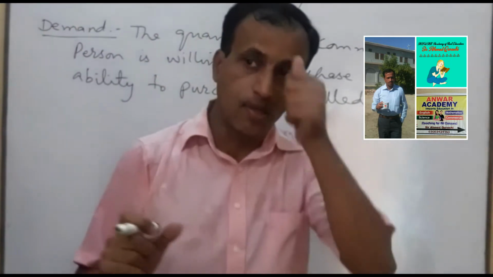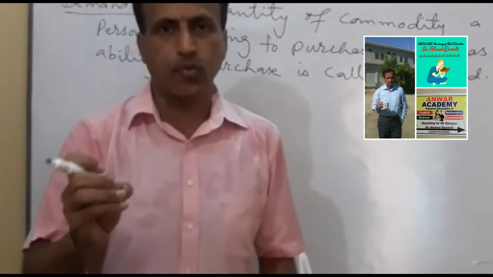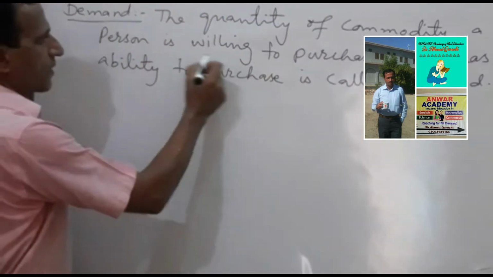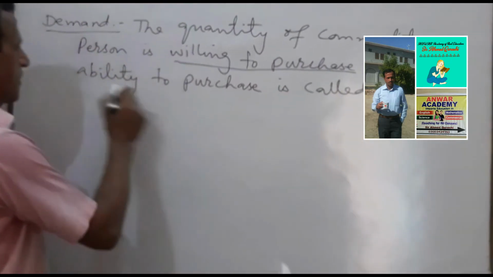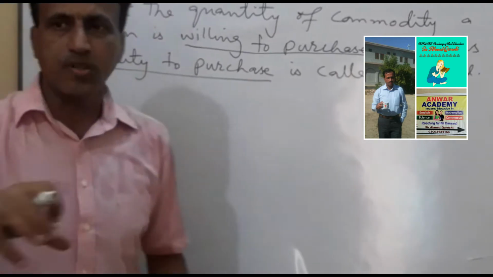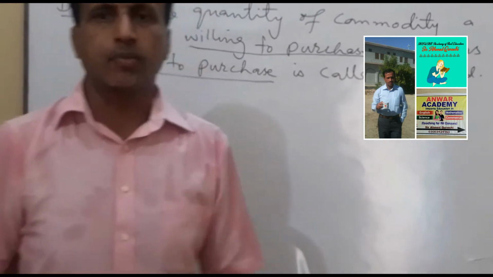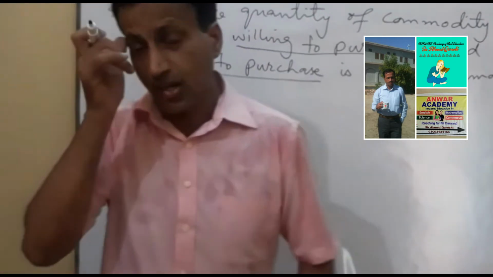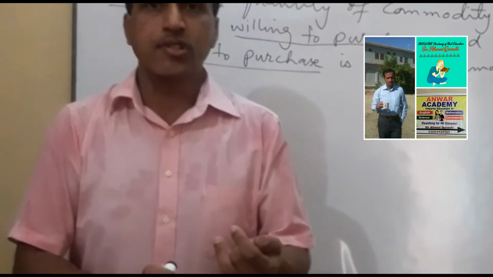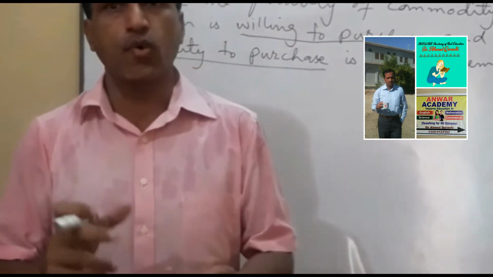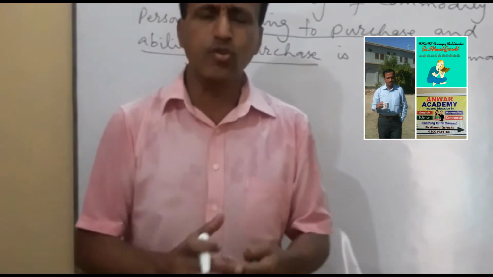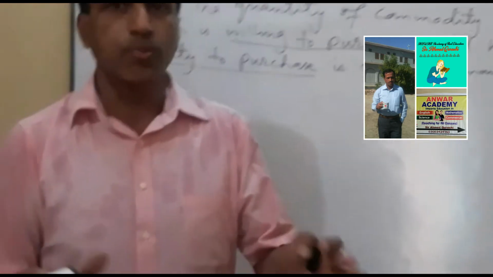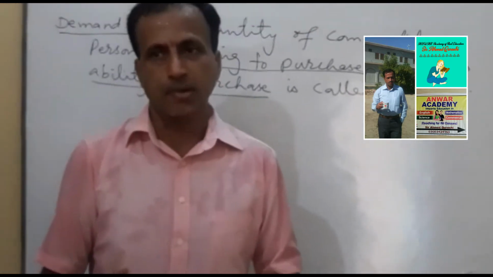Here two things are important. One is willingness to purchase, and the other is ability to purchase. Where both things occur, then it will be our demand. There are so many goods which are our demand, like food, medicine, water, education, and many other things.